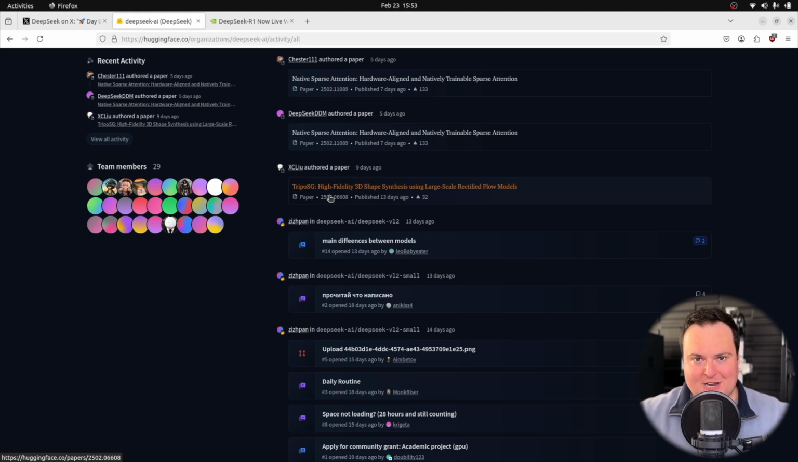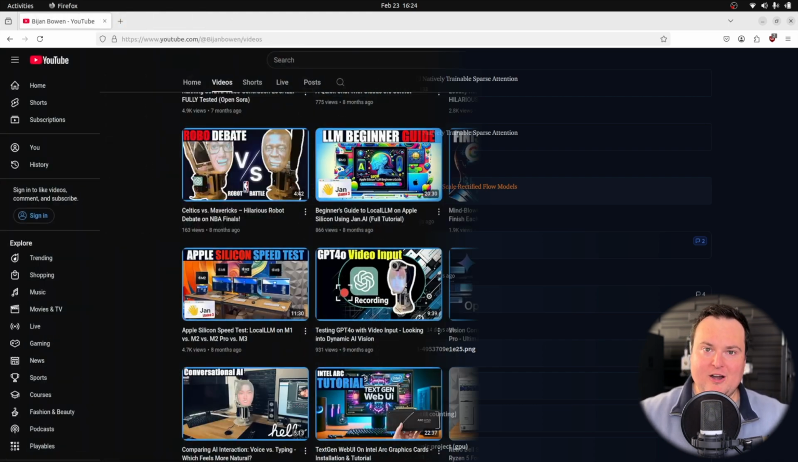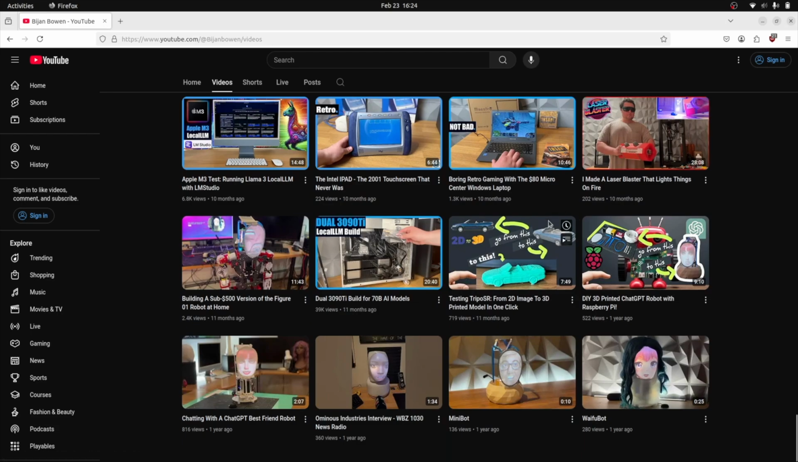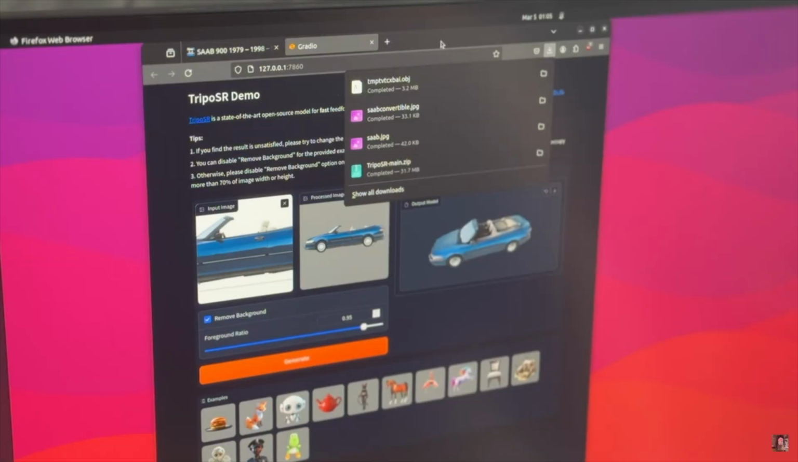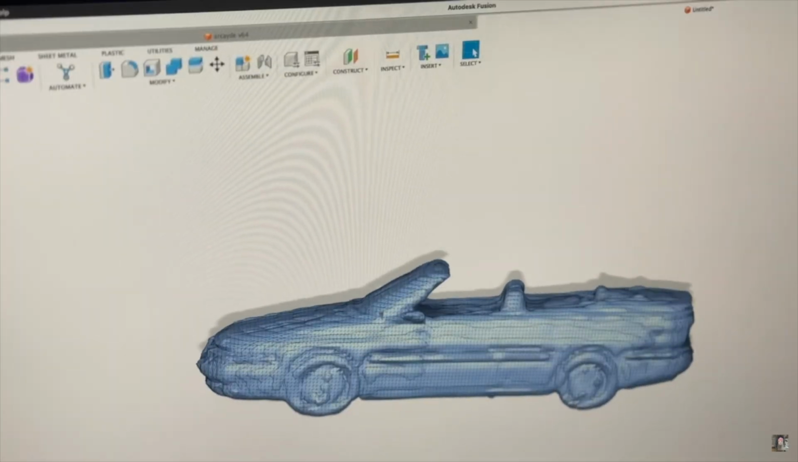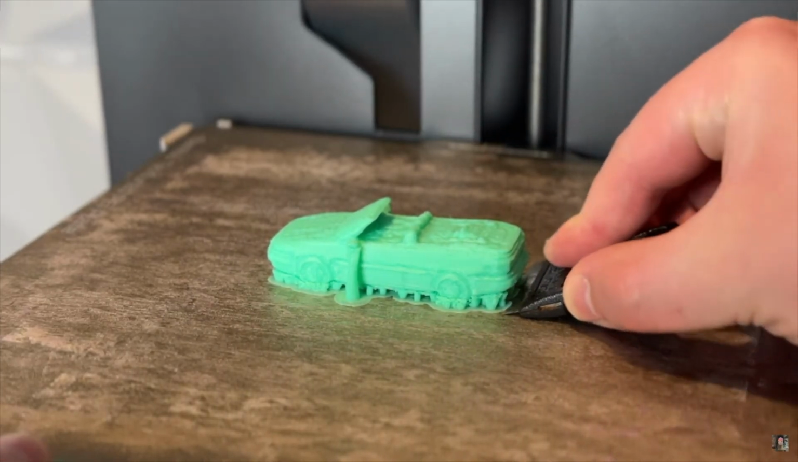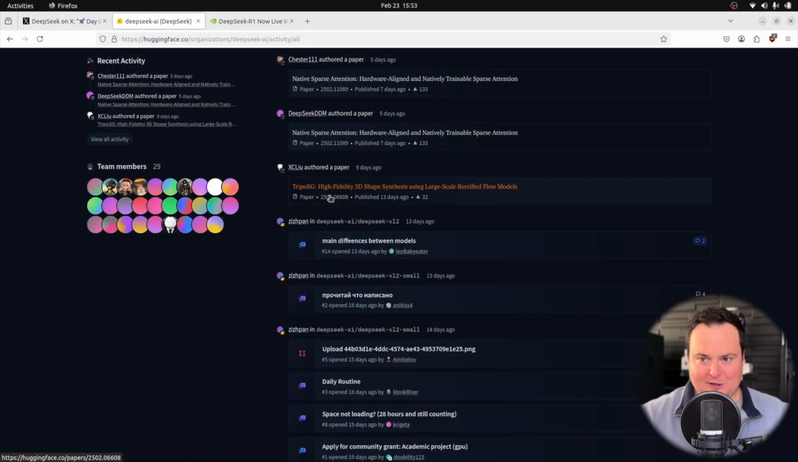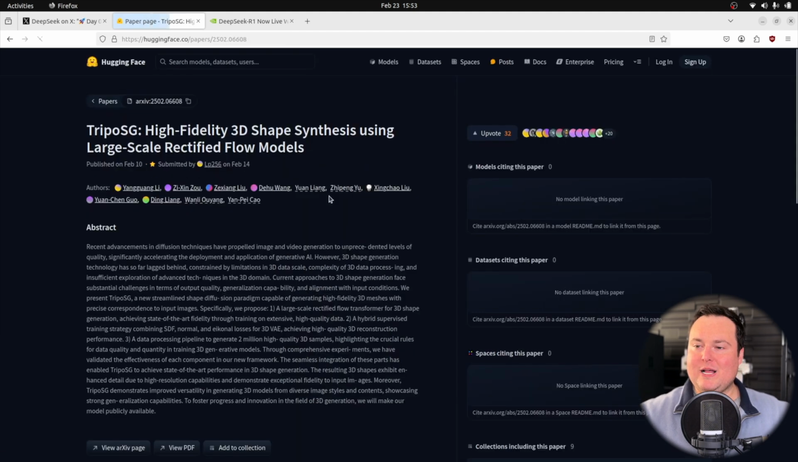Now, this is extremely interesting to me because one of the first videos I did on this channel was on something called TRIPO-SR, which was essentially a text to 3D model or image to 3D model generation framework. I gave it a picture of a car, it made a 3D file of the entire car based off that two-dimensional picture, and then I printed it and had something to play with, which was quite cool.